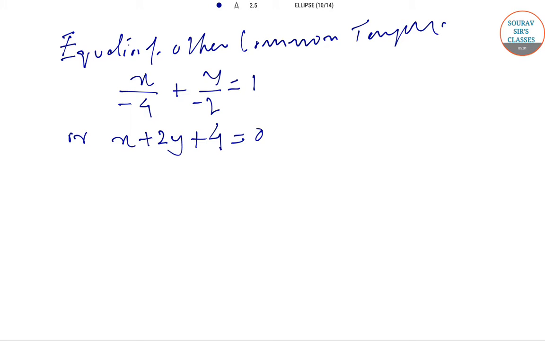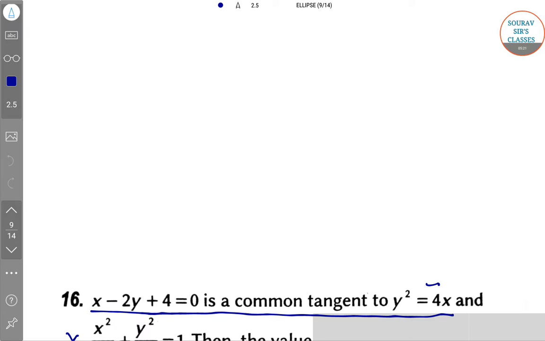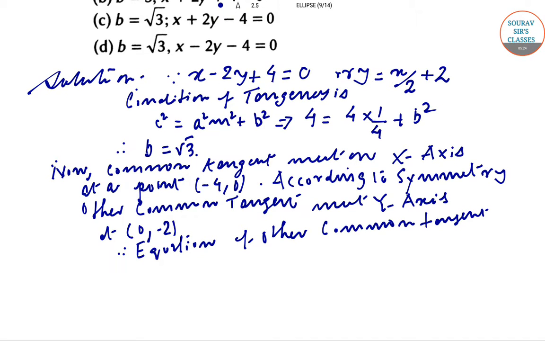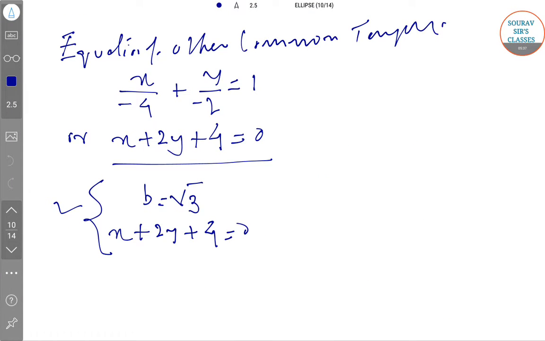So that's your answer. That's the equation of other common tangent, and value of b is root 3. So you can write that the value of b is root 3 and equation of other common tangent is x plus 2y plus 4 is equal to 0. This is your correct option. Let's see what is written in the option: b is equal to root 3 and x plus 2y plus 4. So that's your option A.